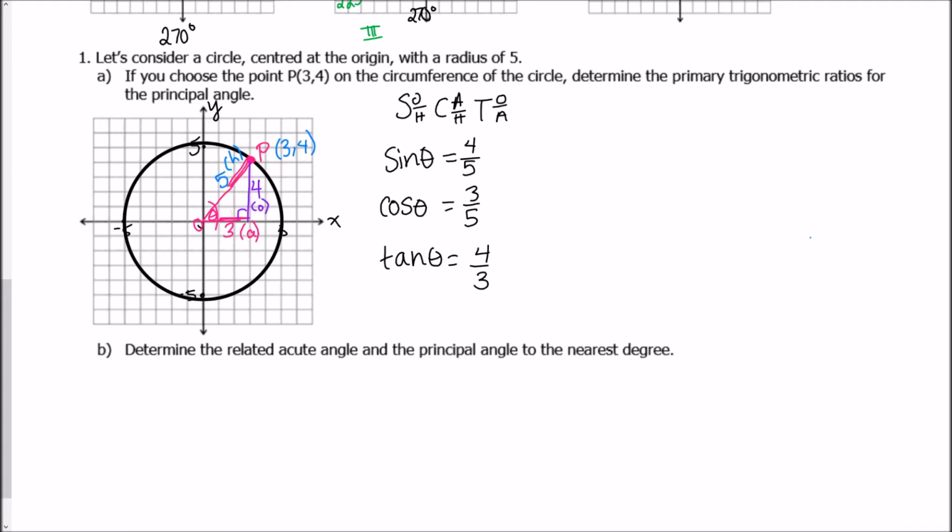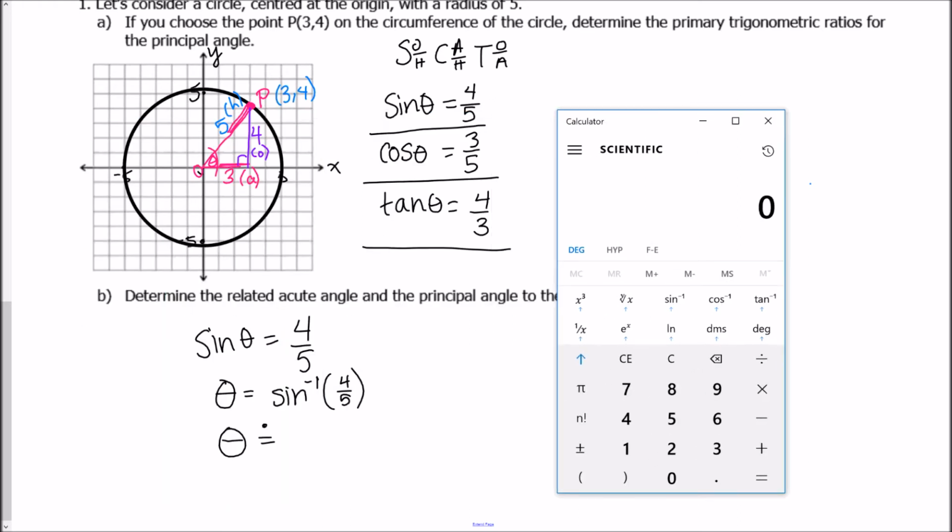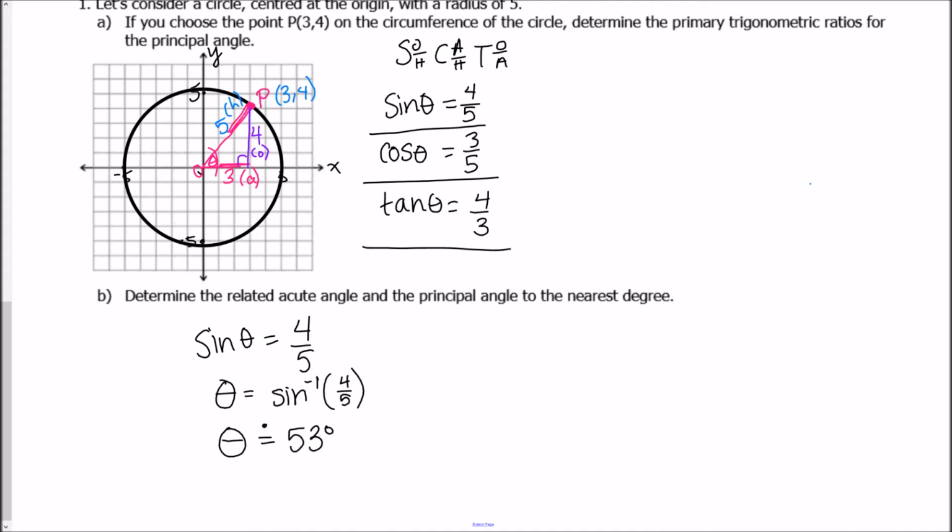Okay, so then it says to determine the related acute angle and the principal angle to the nearest degree. I can use any one of these equations and use that to solve for theta. So let's just use sine of theta is equal to 4/5, because that's the first one I see. So theta is equal to the inverse sine of 4/5. I'm going to type in 4 divided by 5, press enter, and then do the inverse sine. So I end up getting that theta is approximately 53 degrees.